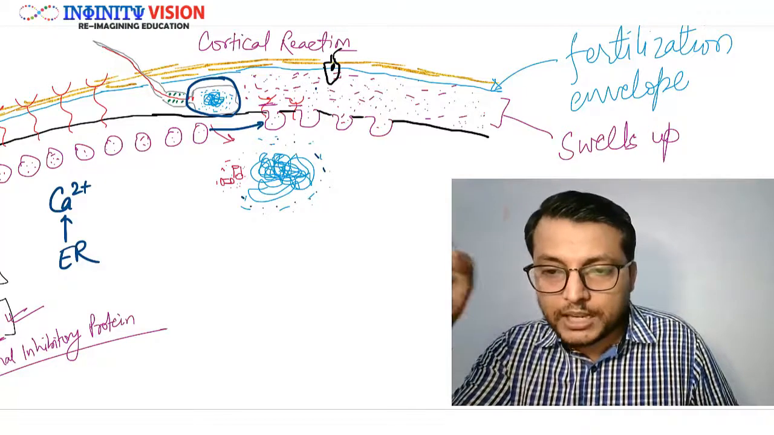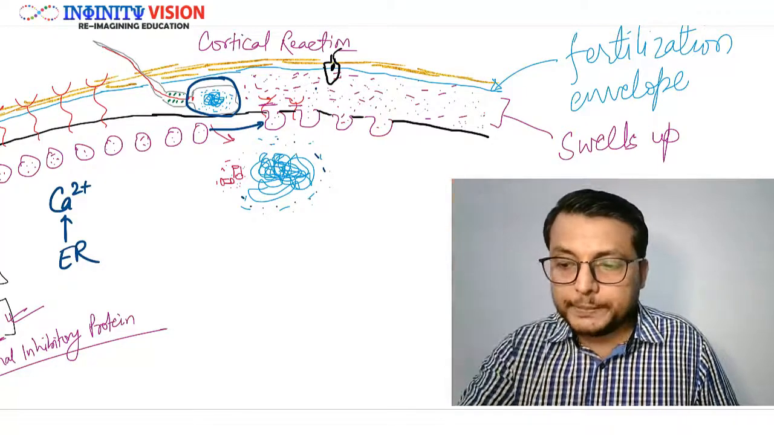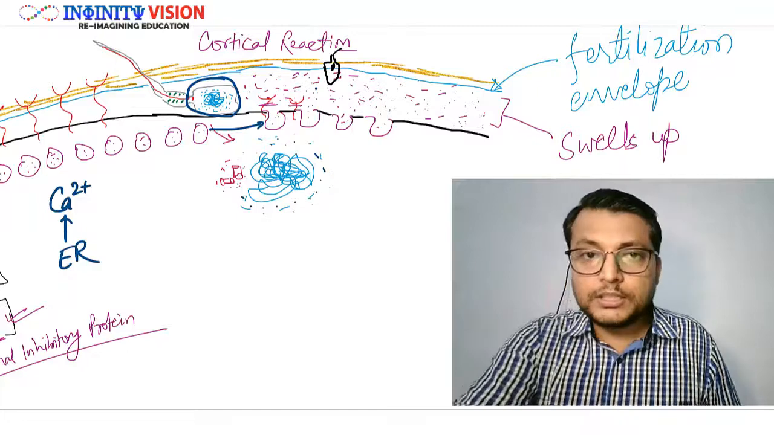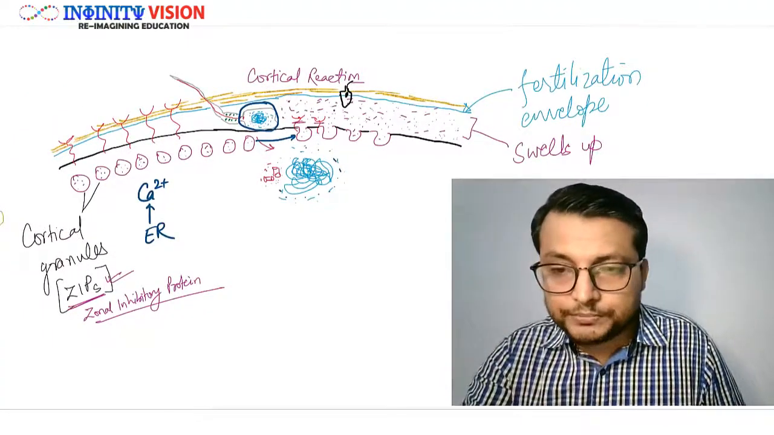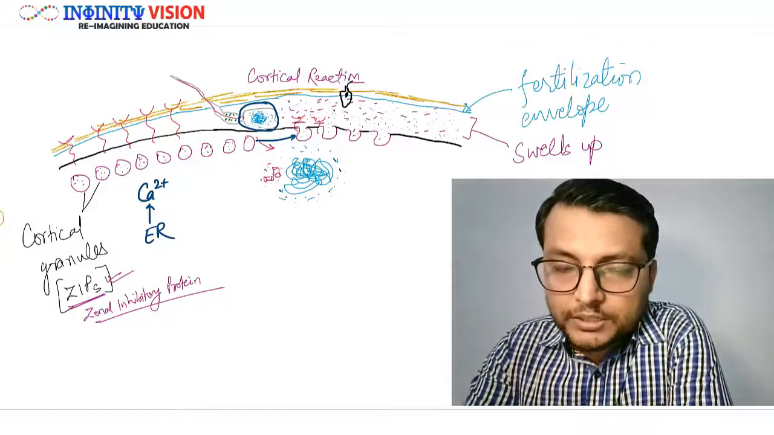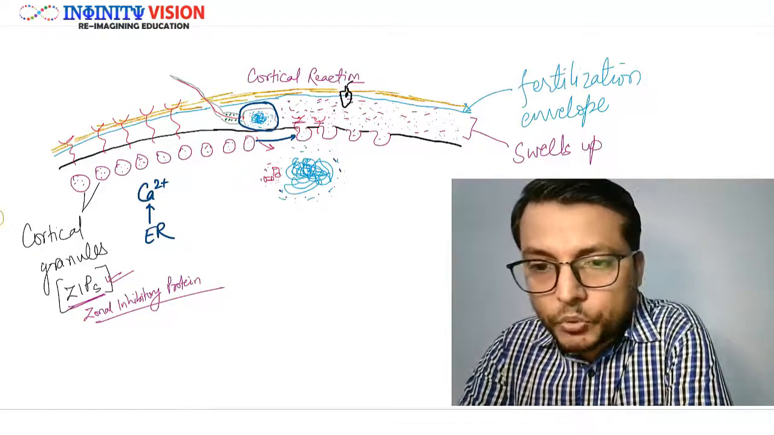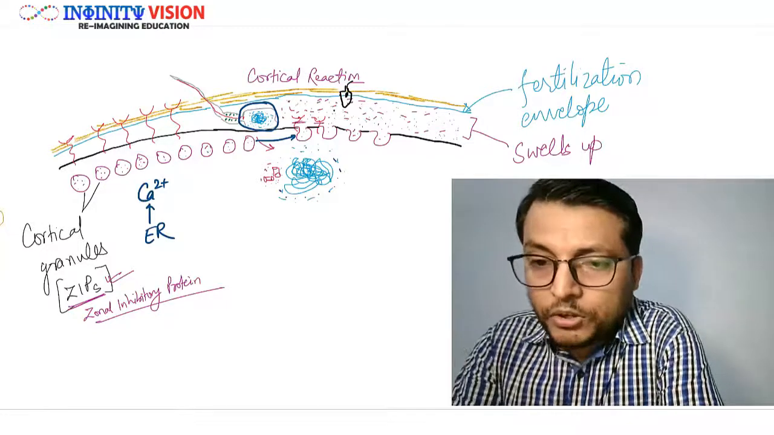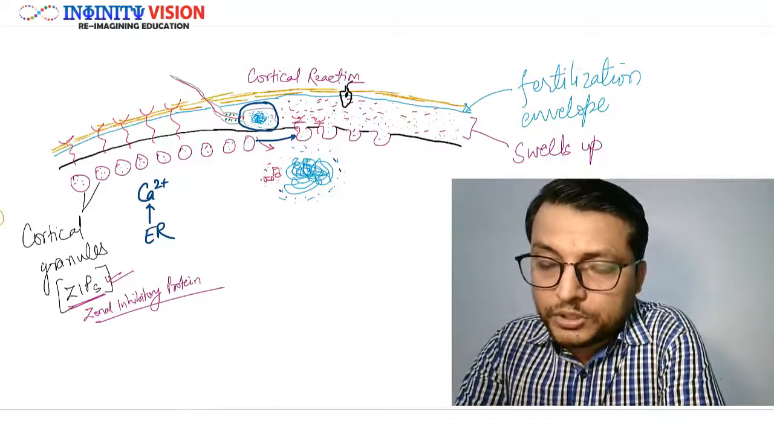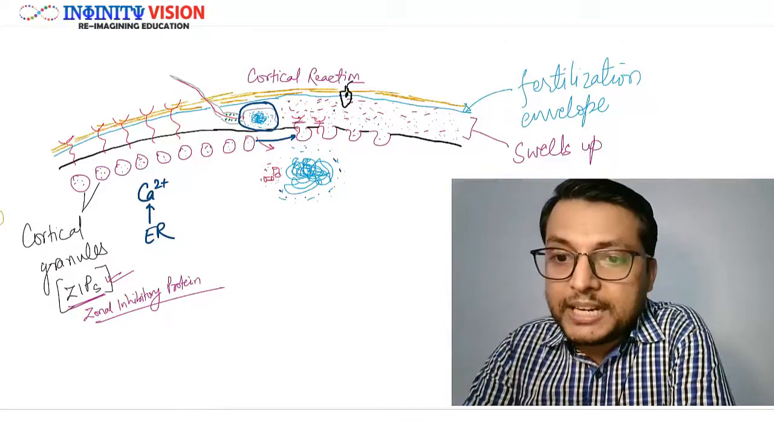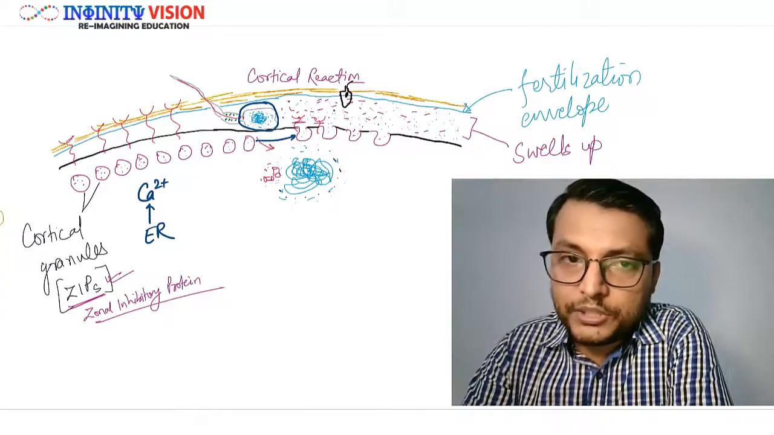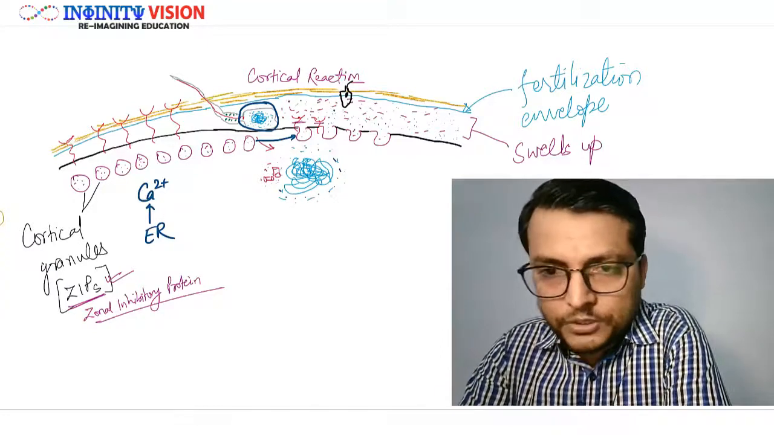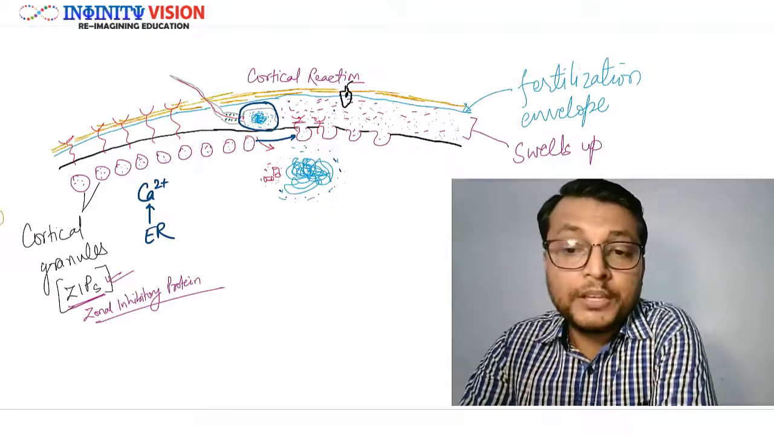I hope you are able to understand. Great. So this is what happens. This is called cortical reaction. Now once this cortical reaction has happened, the membrane of the secondary oocyte or this ovum has hardened, and no other sperm can enter into this secondary oocyte. Well, that is okay. Good.